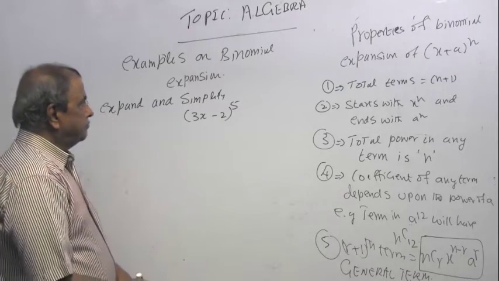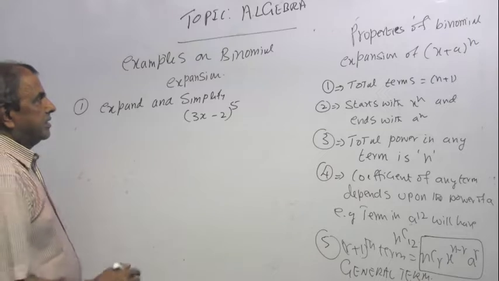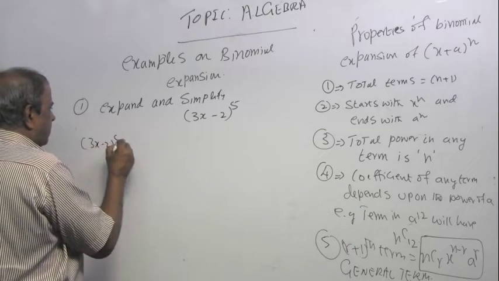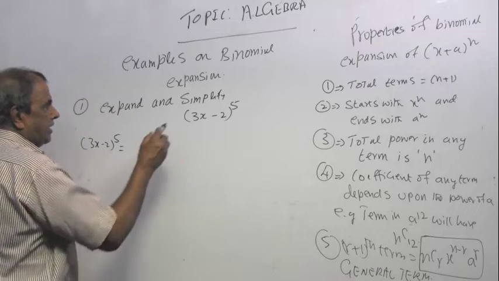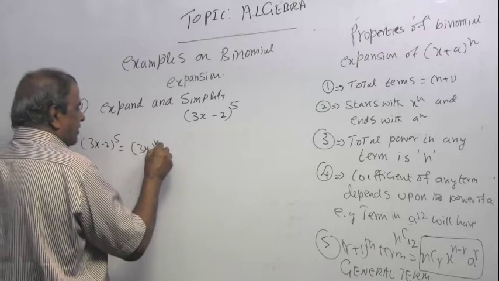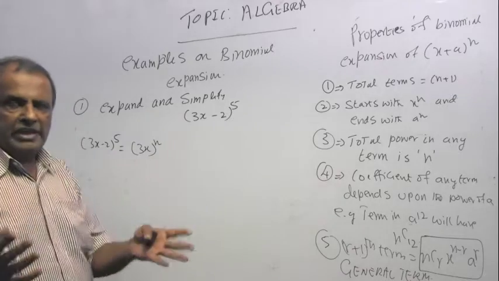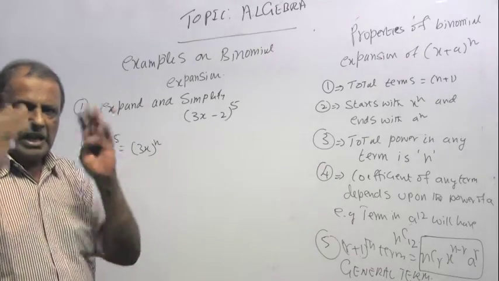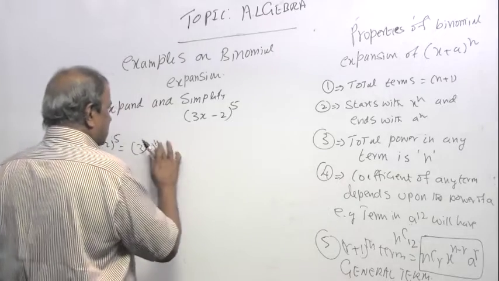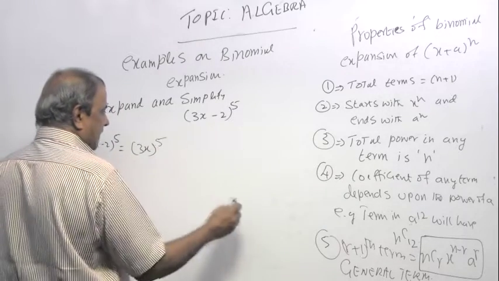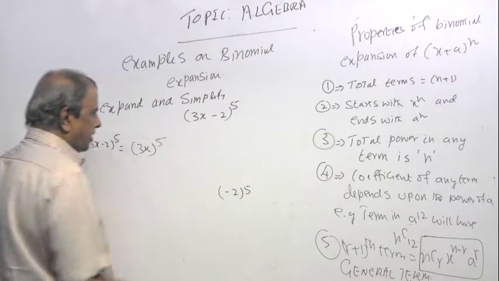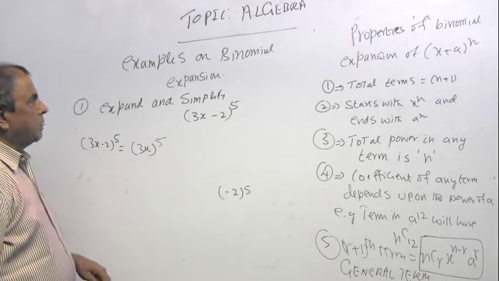Yeah. So I start with property number 2. So (3x minus 2) to the power 5 starts with x to the power n. So (3x) to the power n, please understand, I've seen many students in tests not putting a bracket. Learn to put a bracket. (3x) to the power n, which is 5, and then it ends somewhere with (minus 2) to the power 5.